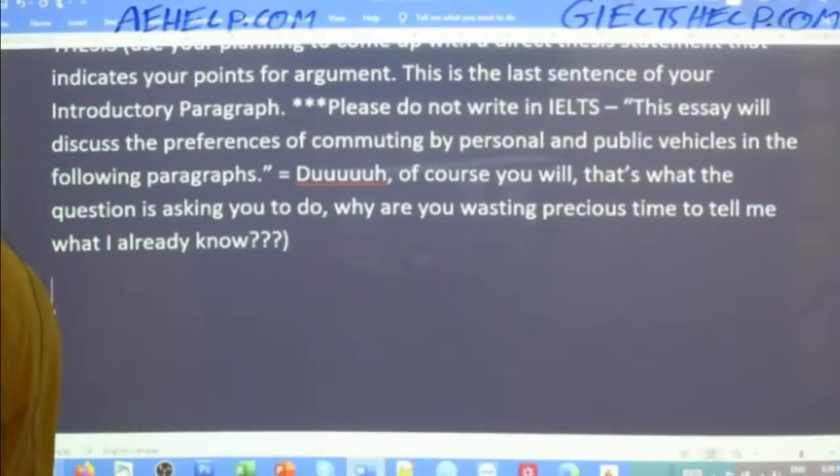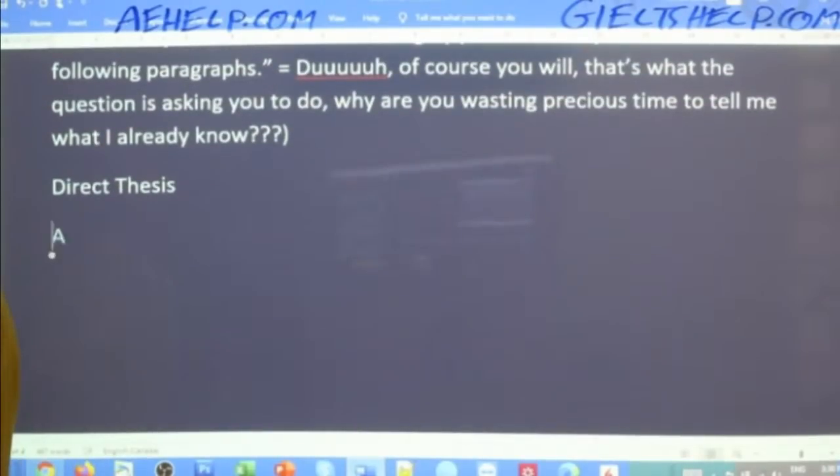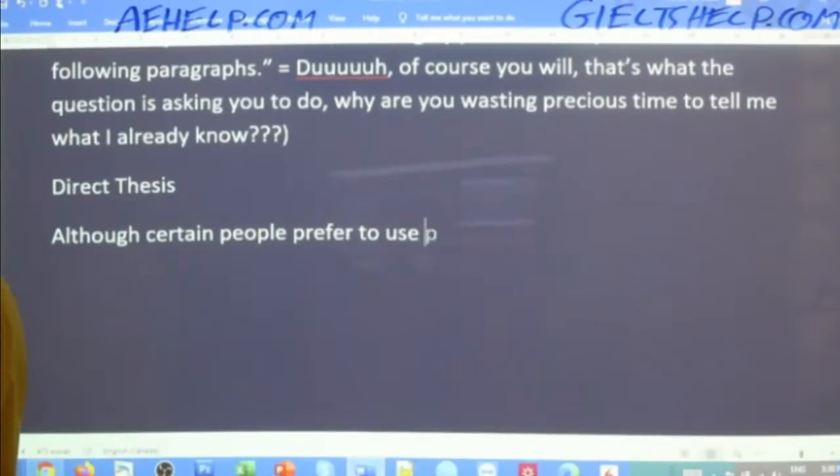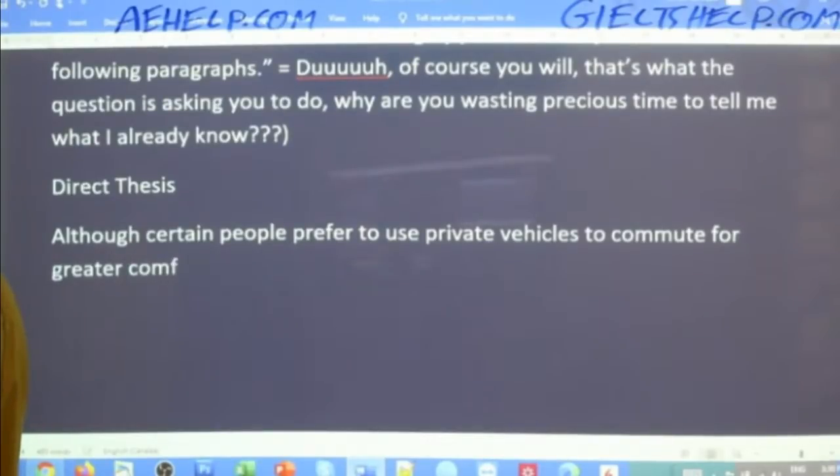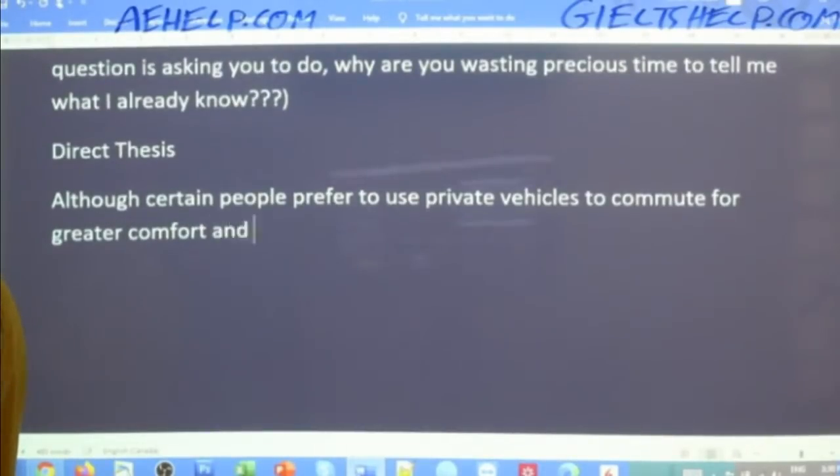So that's what I would write for my thesis. So here's a direct thesis. Now remember, I said I'm a student in this case. So although certain people prefer to use private vehicles to commute for greater comfort and flexibility.